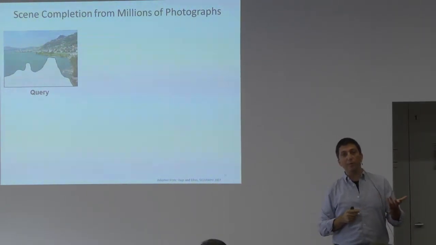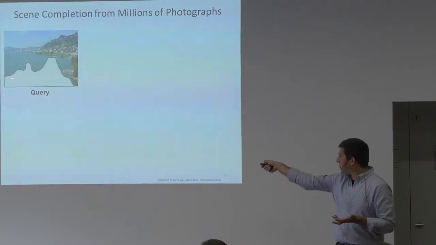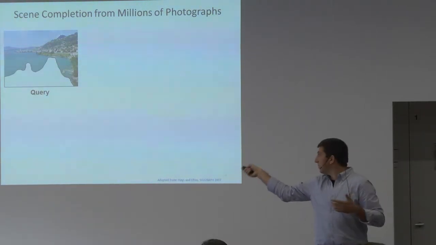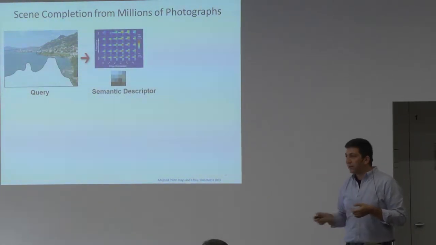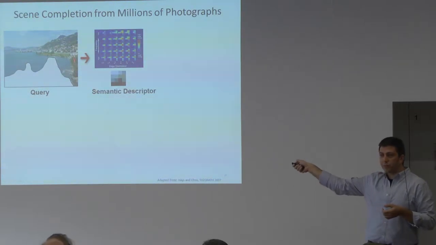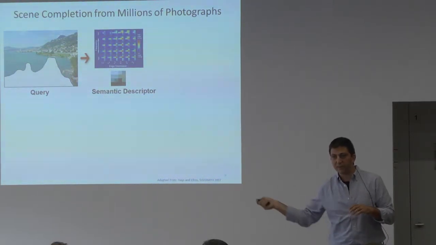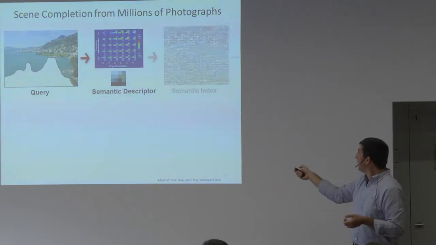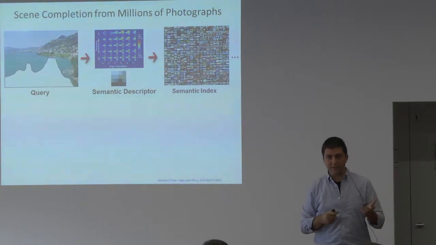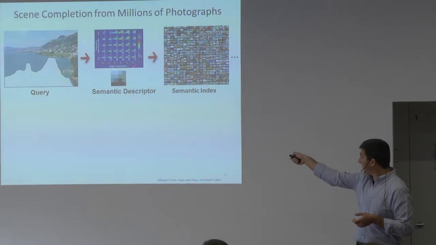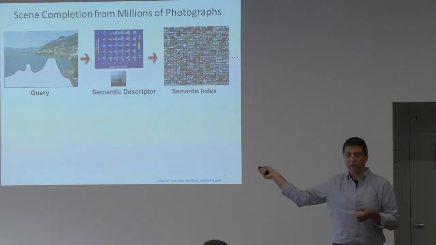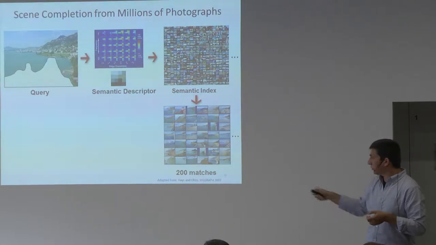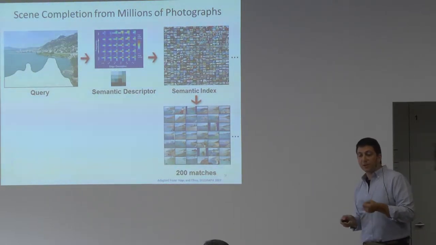So one approach, which is a common synthesis approach, is to do interpolation of the colors here without looking outside at the world. But what they do, which is interesting, is they extract some semantic descriptor of this image, which is a compact representation of what this image looks like, that is amenable to comparison operations. That's the idea. And then they look into a huge database of millions of images. They call it the gist of the image. So they look at millions of gist summaries in the semantic index, and they find some matches, they get 200 matches, and from these matches, they do something nice.